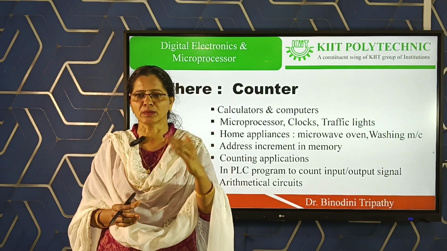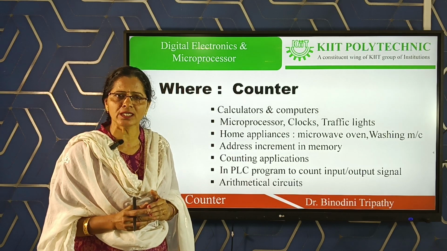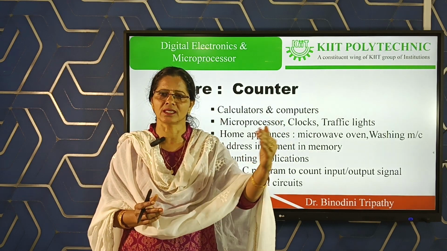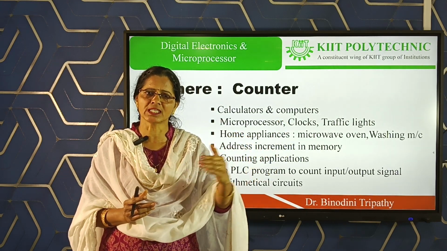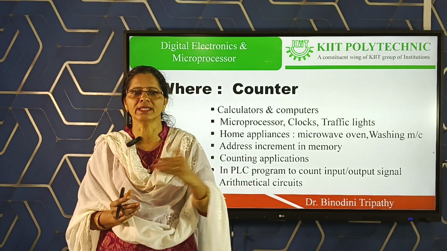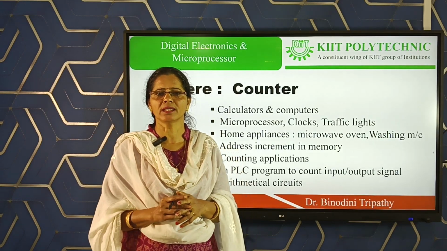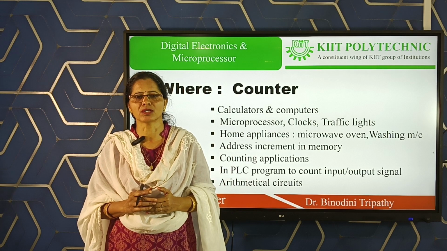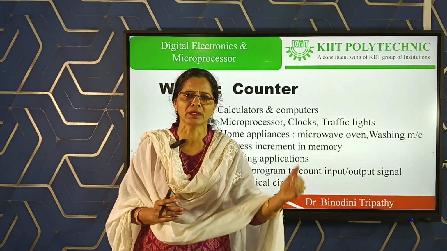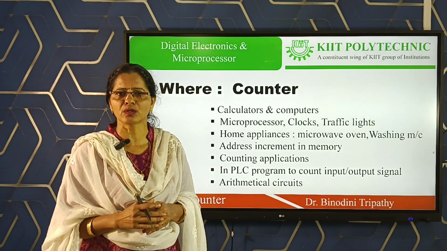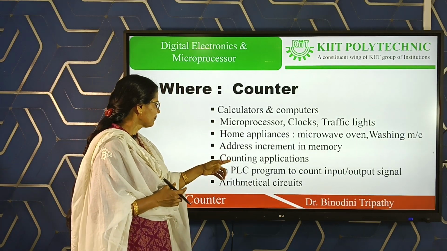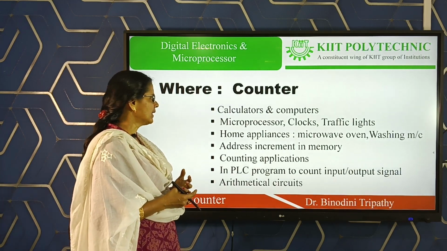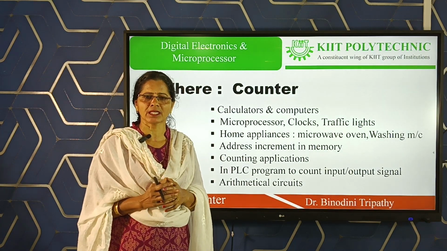Then in memory devices, you have to put an address for each location, and you need to move through the addresses in either ascending or descending order. Both types of movement are required in a memory device. So how is it possible to ascend or increment our memory location, and to decrement it? That is possible due to the use of a counter. Then there are so many different counting applications.